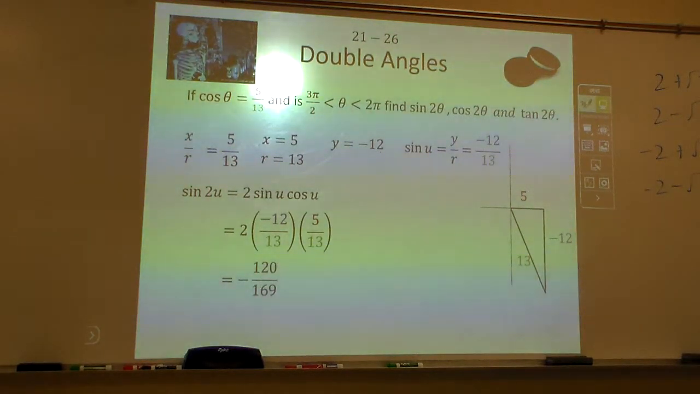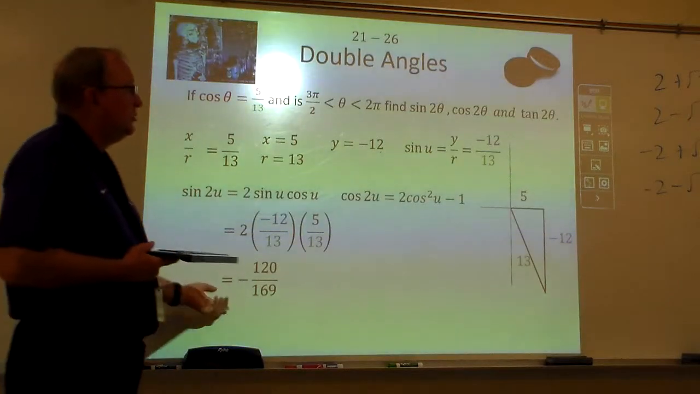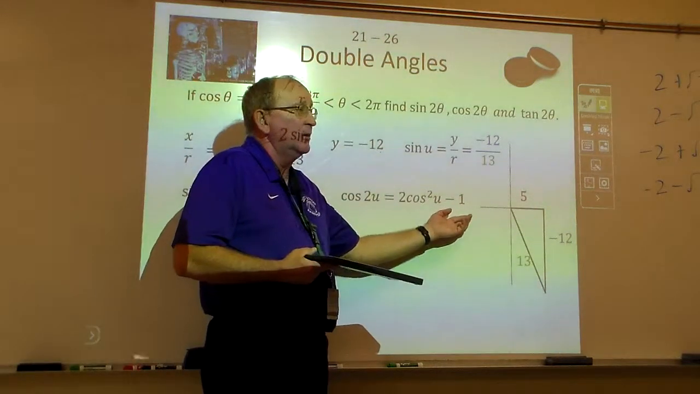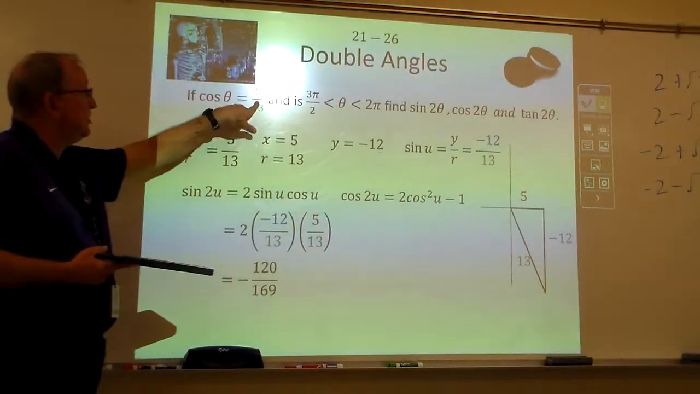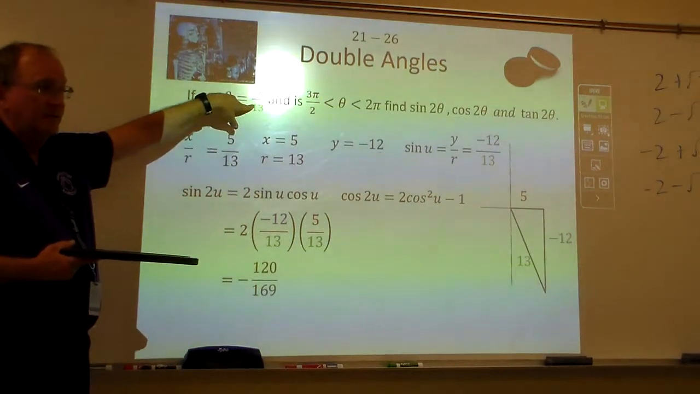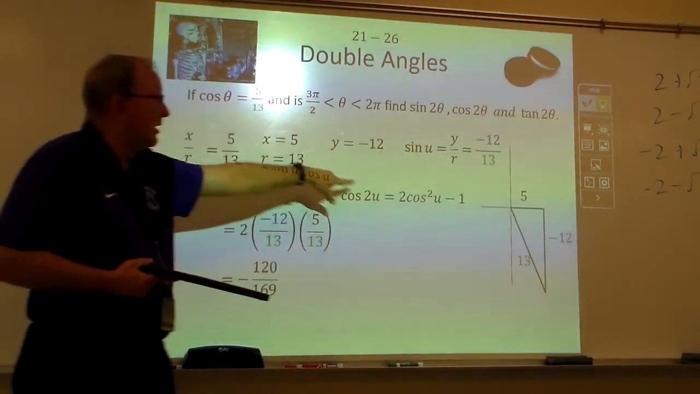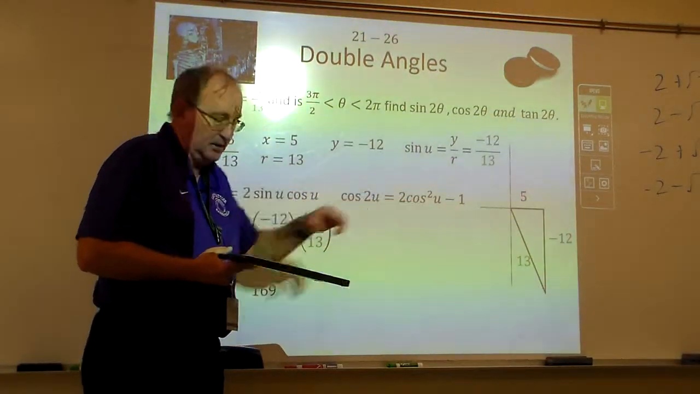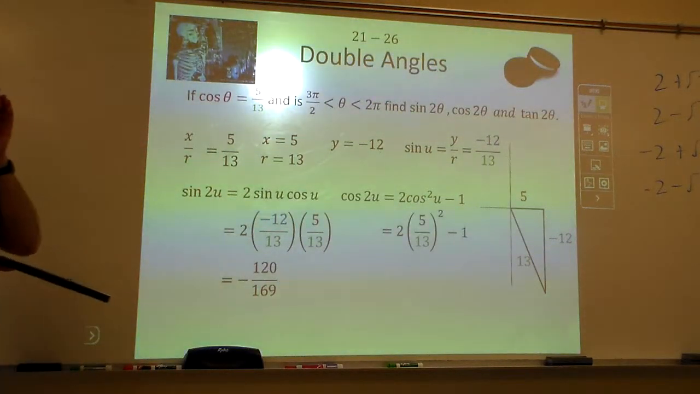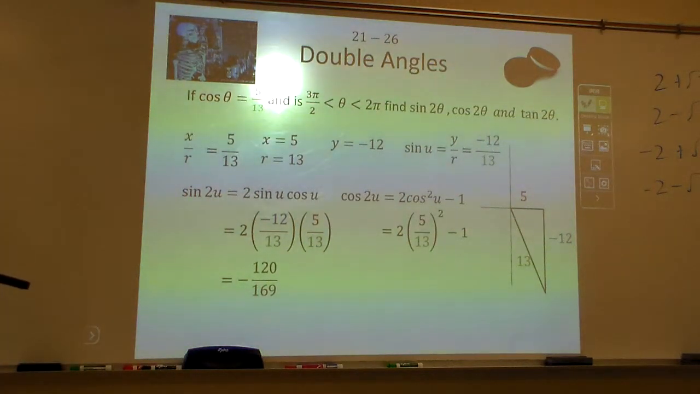To find the cosine, here's the formula: 2 cosine squared u minus 1. Well, the cosine value was given to me as what? 5 over what? 13, right? So just plug it in. I'm going to take 2 times 5/13 squared minus 1.